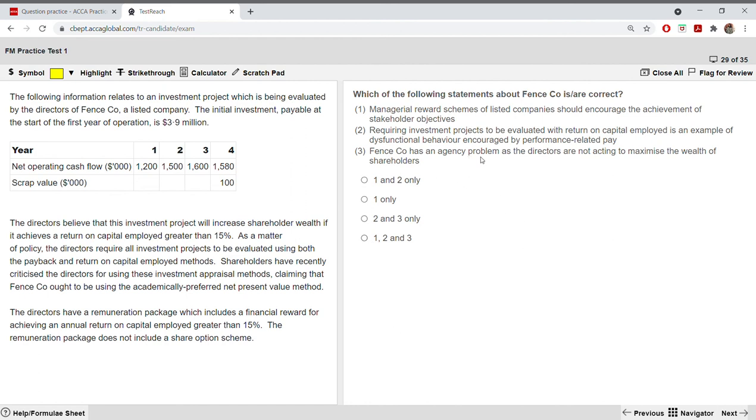Fence has an agency problem as the directors are not acting to maximize the wealth of shareholders. Directors are not acting to maximize the wealth of shareholders. He is having an agency problem. Definitely. Right? Just read it here. So it is 1, 2, and 3, because their focus is just to achieve more than 15%, because they know that they are going to get the remuneration. They don't care about maximizing wealth of shareholders. So it's 1, 2, and 3.